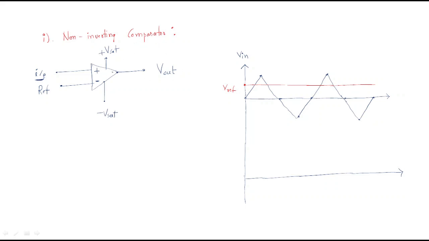A comparator is always an open loop op-amp, that's why we don't have any feedback here. So how the output will be generated, we will analyze here. For example, the input voltage is a triangular wave. Triangular wave means it is in the shape of like this. This is the input wave, and the reference wave is a straight line.